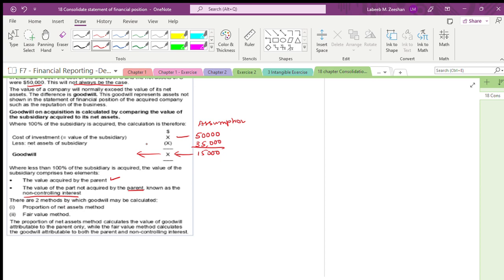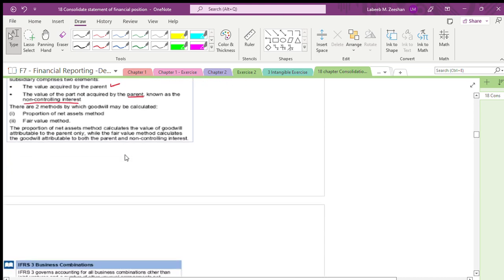There are 2 methods: proportion of net assets and the fair value. In either case, we can work it out most of the time. They will usually not say so, but somewhere in the examination question they will put it very clearly whether it is a fair value or a net assets value method.